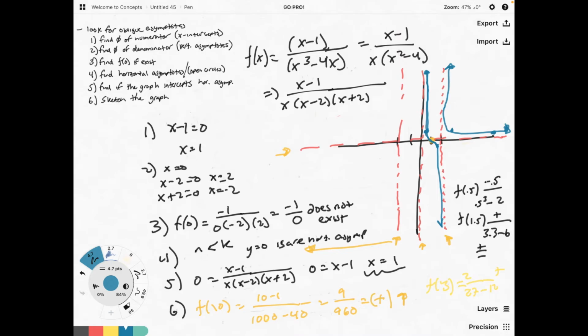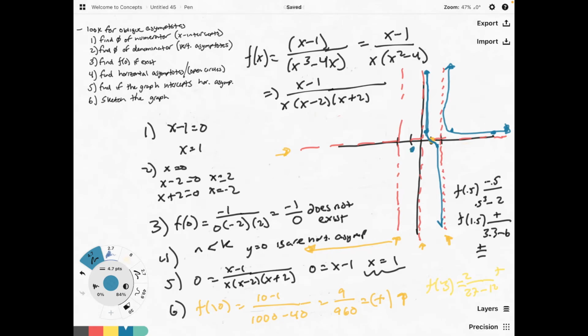We continue this process. So if we move into the next segment, we know that negative 1 exists in here. So if we plug in a negative 1, we're going to get a negative 2. Negative 2 divided by negative 1 cubed is a negative 1, minus 4 times negative 1 is a positive 4. So we get negative 2 divided by 3, and that is a negative. So we know that the point will be down here.